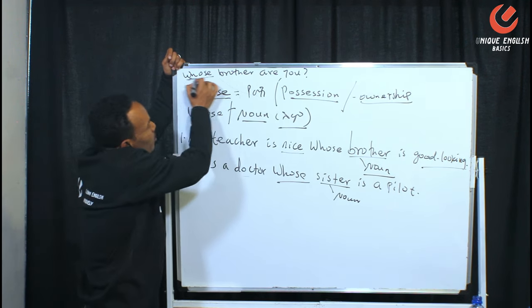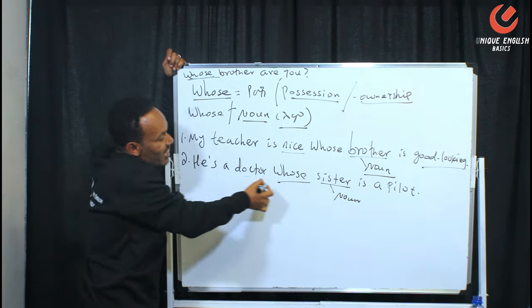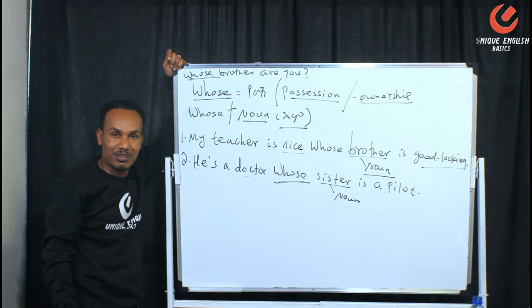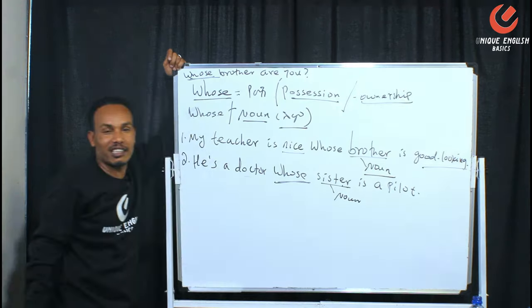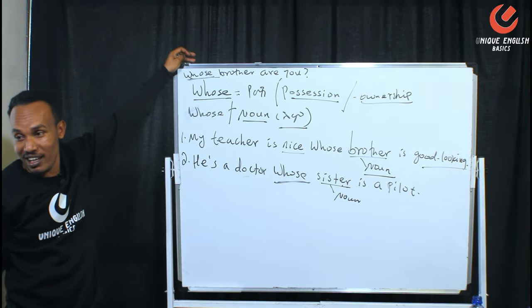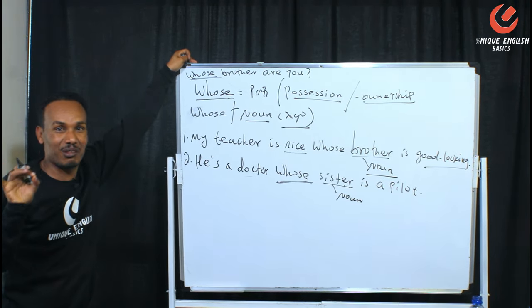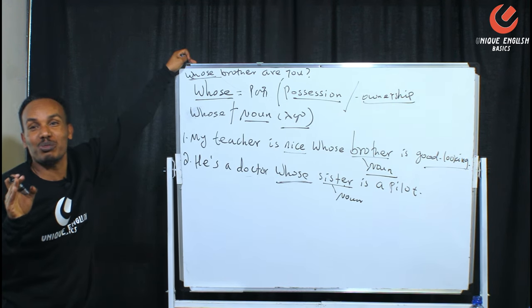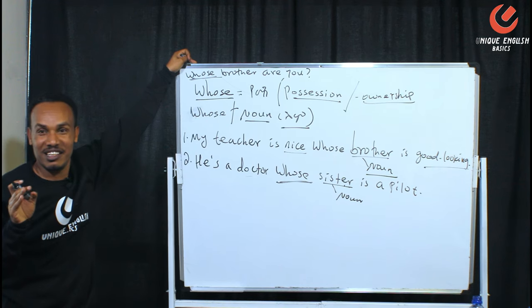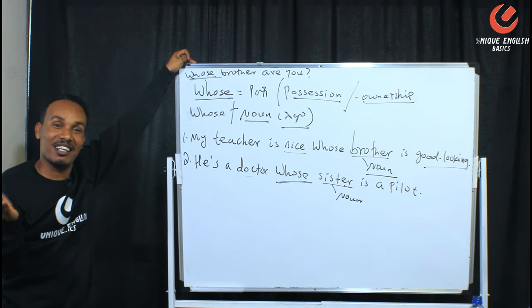So whether it functions as an interrogative pronoun, or we use it in a relative clause or in the middle of a sentence, what follows whose must be a noun. It's followed by a noun. Am I clear? Is there any confusion about this? Is it clear? Yes.